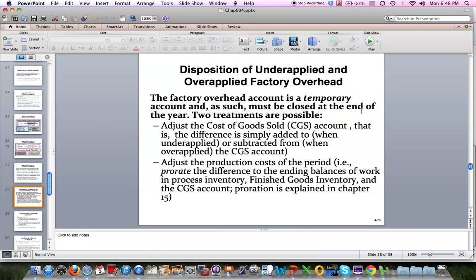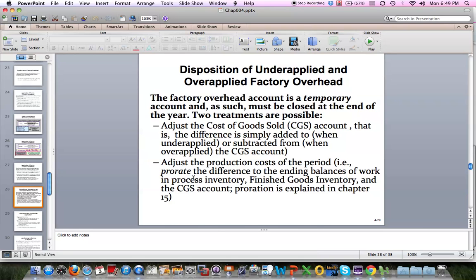Okay, we basically just say we're going to either add underapplied or subtract overapplied factory overhead to cost of goods sold. So we just make a journal entry to transfer whatever's left over in factory overhead to cost of goods sold. Or we can prorate the difference, and prorate means taking some of that difference and applying it to work in process inventory, finished goods inventory, and cost of goods sold. Proration, we'll figure out how to do that in the future.